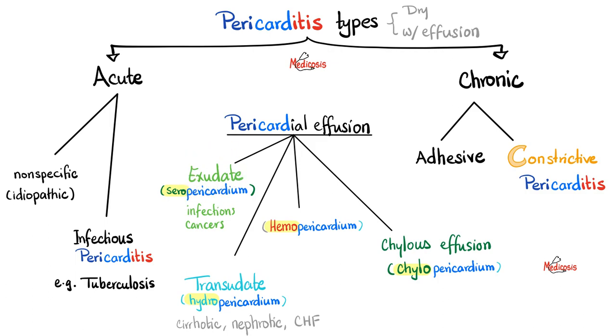Exudate is protein-rich, transudate is protein-poor. Exudate is cell-rich. Transudate is cell-poor. What kind of cell are we talking about? Neutrophils, of course. Pus cells are literally neutrophils.